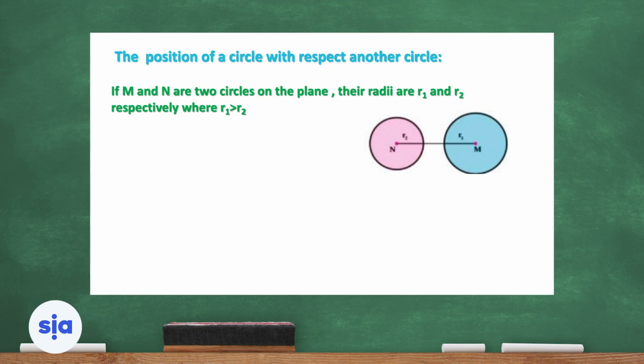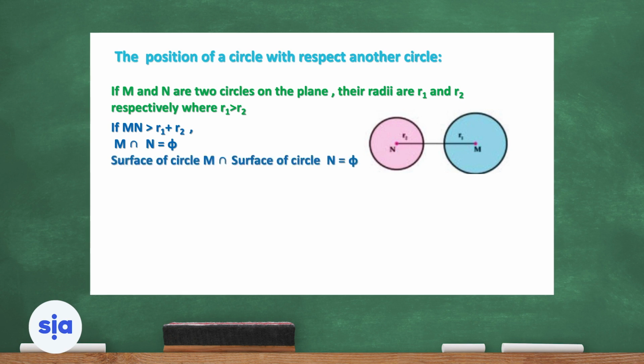Now let's move to another part, which is the position of a circle with respect to another circle. If you can see here, we have two circles, M and N, on the plane. The radii are R1 and R2. We'll see that R1 is greater than R2. So if MN is greater than R1 plus R2, then there is no intersection between circle M and circle N.